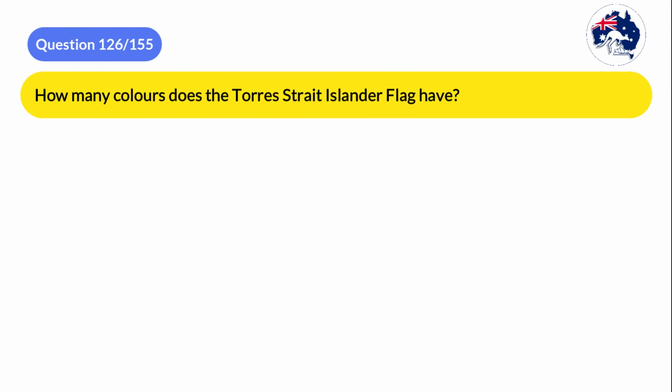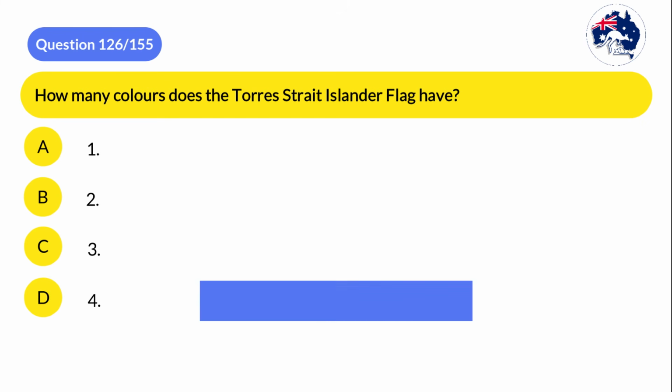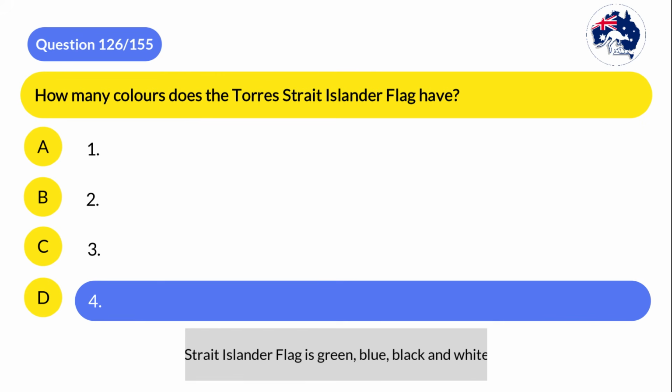Question 126. How many colors does the Torres Strait Islander flag have? A. 1. B. 2. C. 3. D. 4. The correct answer is D. 4. Explanation: the Torres Strait Islander flag is green, blue, black, and white.